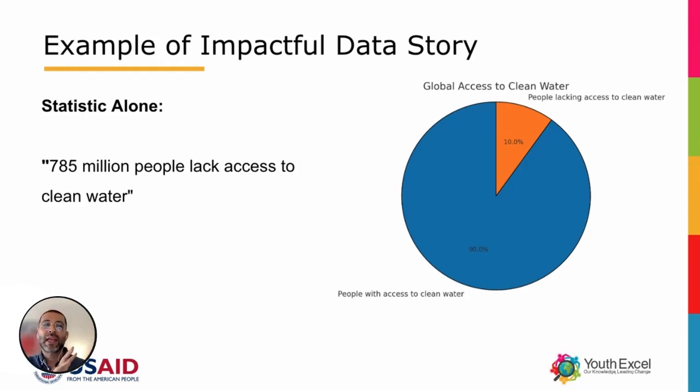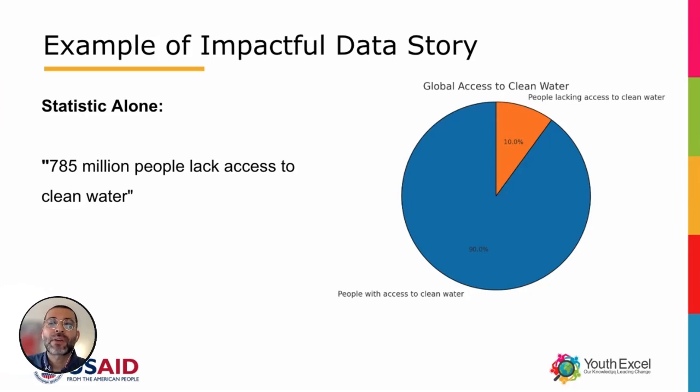We're going to see first the statistic alone and the difference it makes when we tell a story. We're going to see two examples, right? So the first one, we are presenting the statistics alone. Here we are saying 78.5 million people lack access to clean water. That's the statistic alone. It doesn't say much.